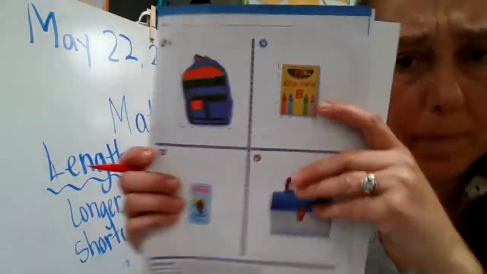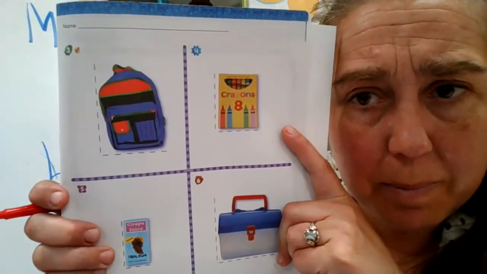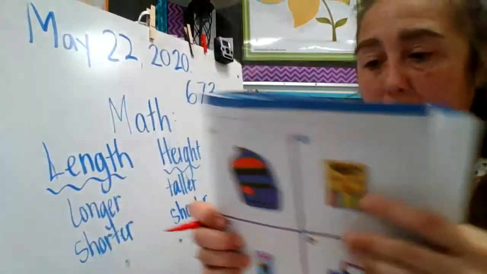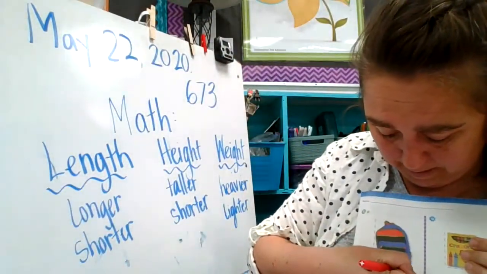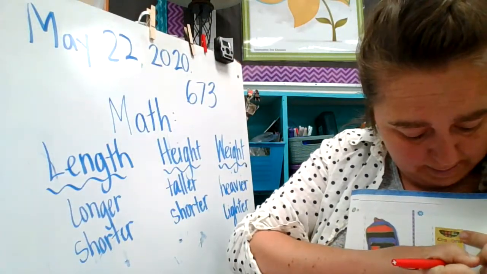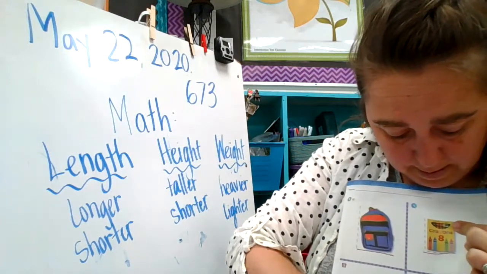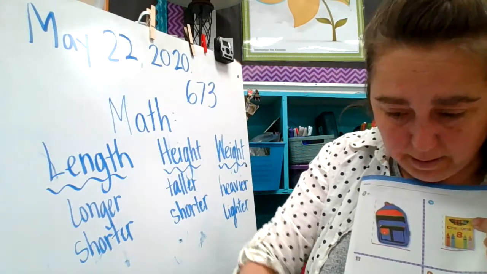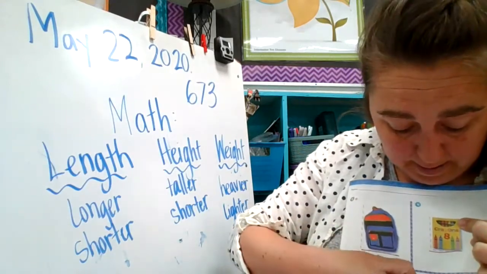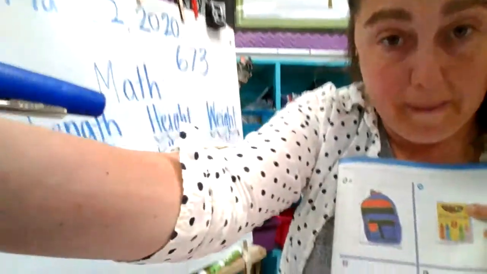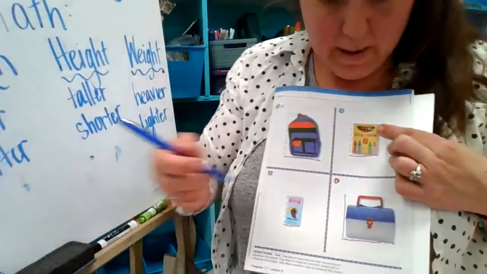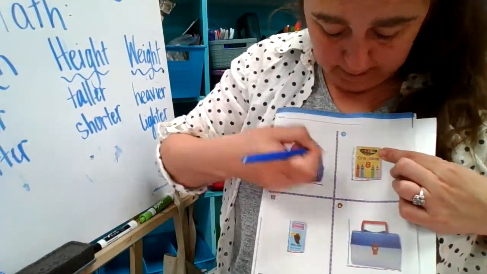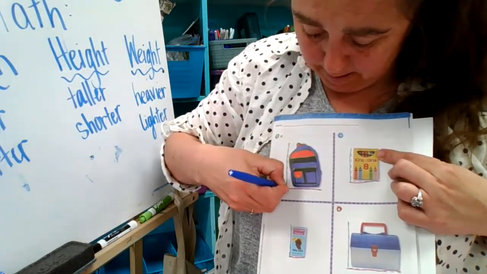All right, so now it is your job to show the length and the height. So remember, length, length, length, length, height. Can you see me? There you go. Height, height, height, and the height.